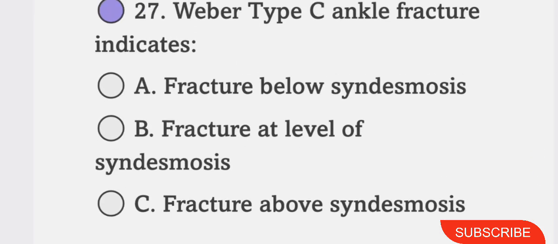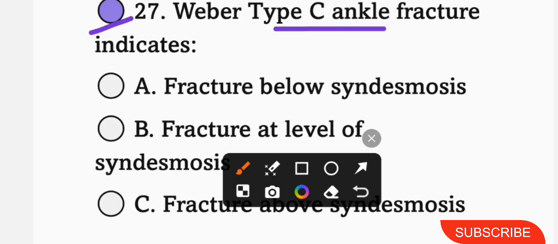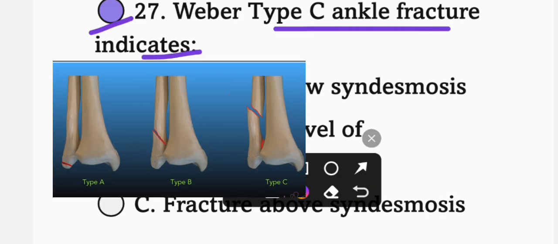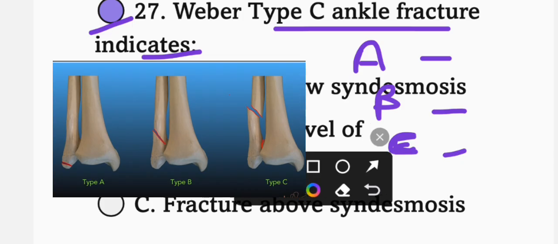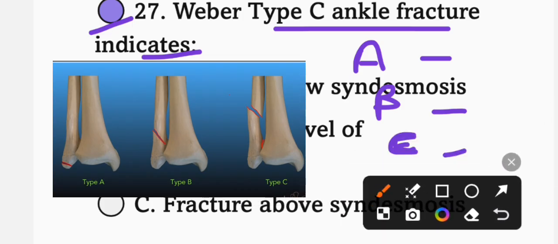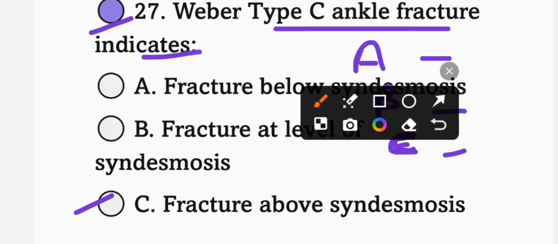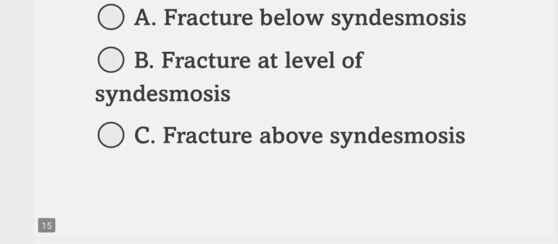Now come to 27 questions. Weber type C ankle fractures indicates. So Weber classification is important for classifying ankle joint fractures: type A, type B and type C. Type A is below the syndesmosis, and type B is at the syndesmosis area. Type C means above the syndesmosis. So the option given, fractures above the syndesmosis, is the correct option.